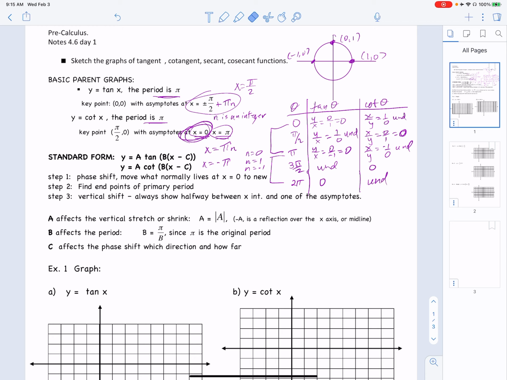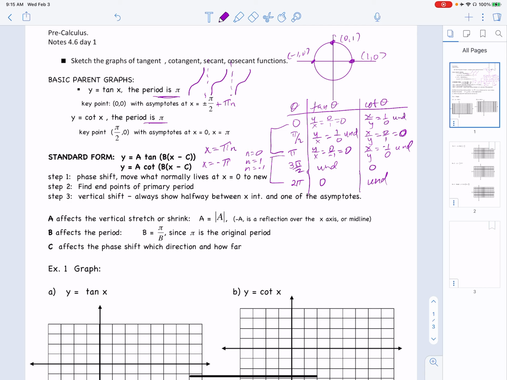Now, the basic footprint of these: tangent increases, and it looks something like this over and over and over again. And what you get between each of the footprints is a vertical asymptote. So between two asymptotes, you've got 1 period of pi. Tangent kind of looks like x cubed. It's increasing, and it has a change in concavity at 0, 0.